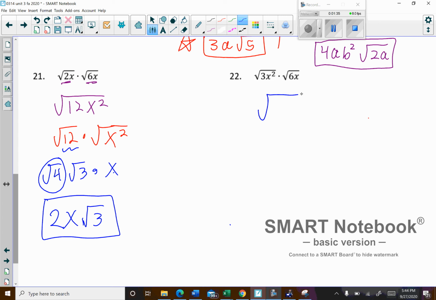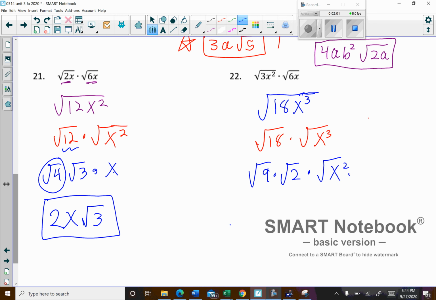So we'll do the same thing on 22. This is going to be the square root of 18x to the power of 3. And so we'll go ahead and break that into square root of 18 times the square root of x cubed. Okay, so on the 18, we can break that up into square root of 9 times the square root of 2. And the square root of x to the power of 3, I'm going to break that up into the square root of x squared times the square root of x.